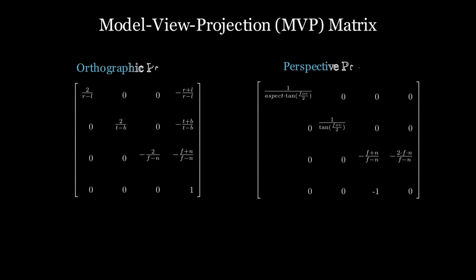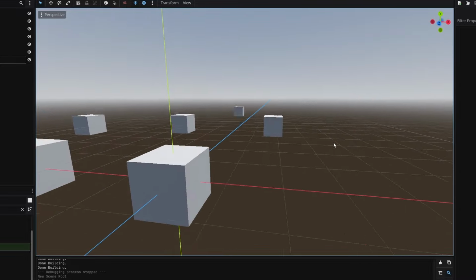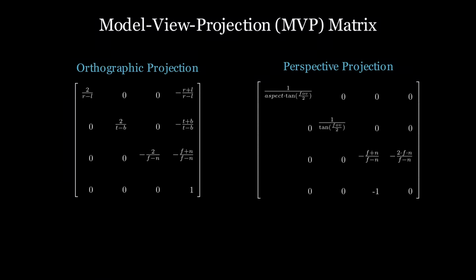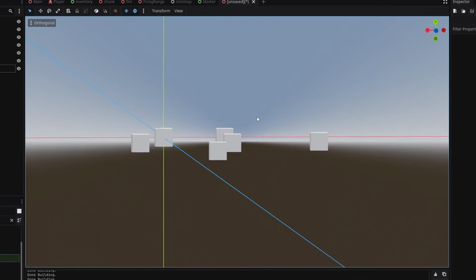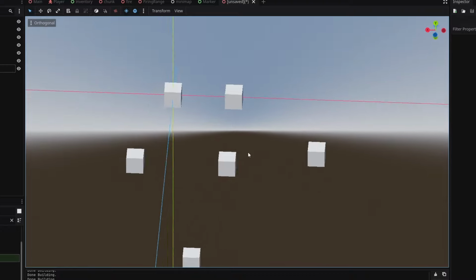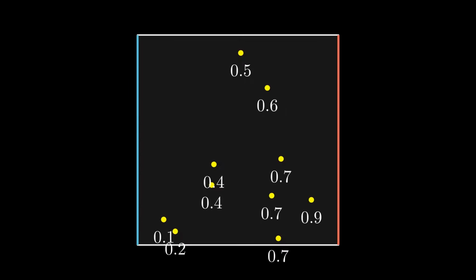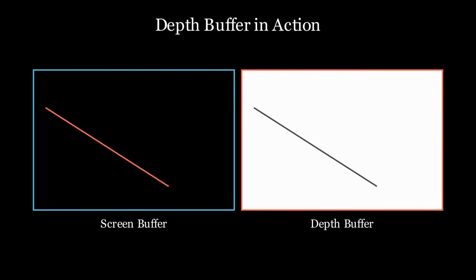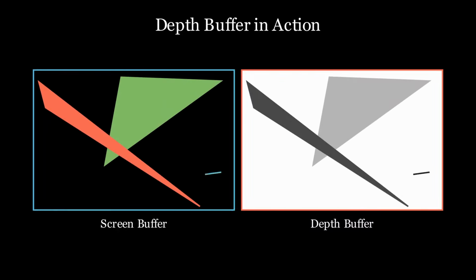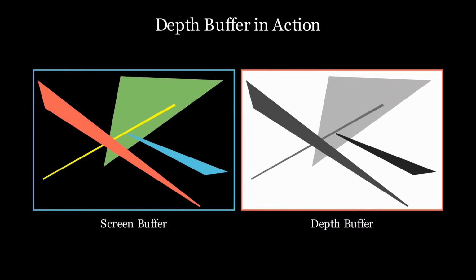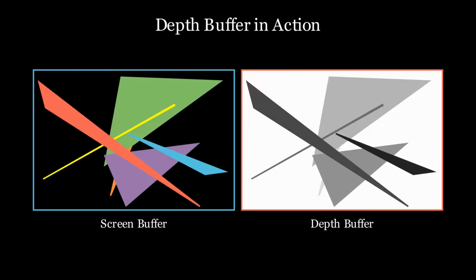Finally, the projection matrix, which commonly comes in two flavors. Perspective projection mimics real-world vision, where closer objects appear larger, and orthographic projection, where objects stay the same size regardless of distance. During rasterization, each pixel's depth is calculated as a value from 0 to 1 between the near and far planes and written to a depth buffer. This helps in discarding pixels with greater depth than what's already drawn, allowing for order-independent rendering of opaque objects.